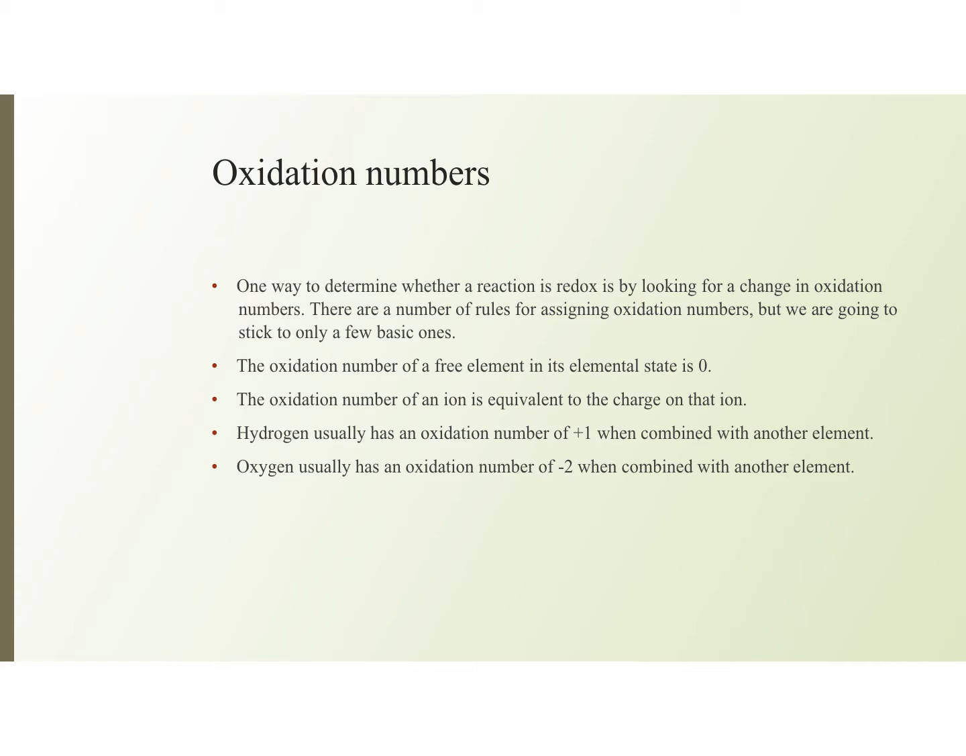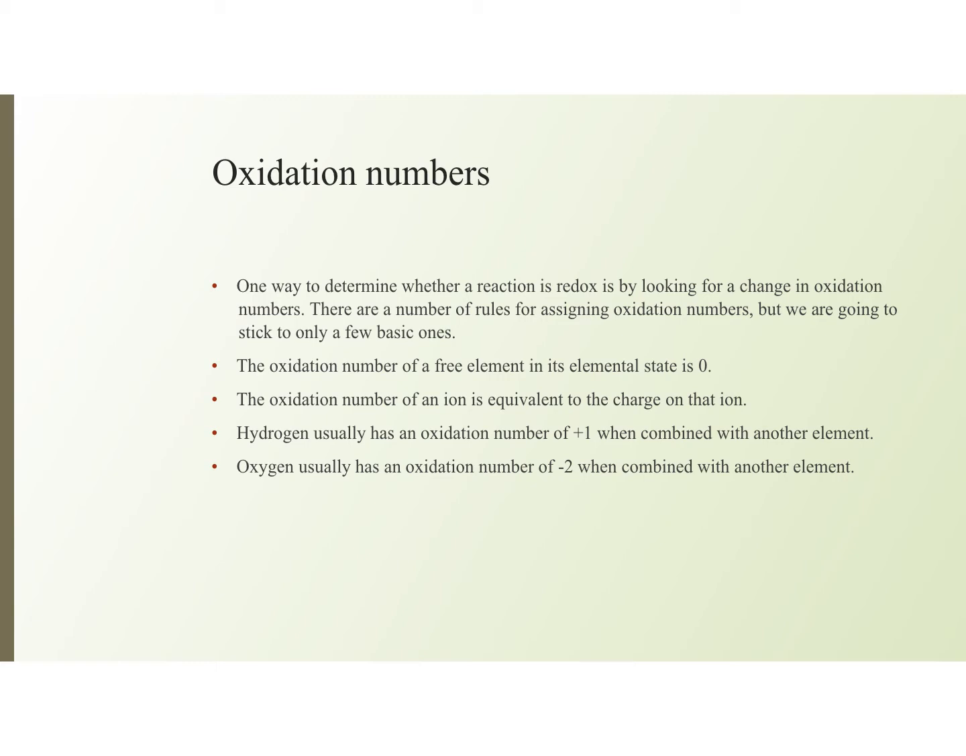Now, in order to determine what element is being oxidized or reduced, we use something called oxidation numbers. And oxidation number rules, there are many of them, but we're going to keep it really simple for this class. There's only four major rules that you really need to know for this unit. The first one being that the oxidation of a free element in its elemental state is zero. An example being like iron solid or hydrogen gas or something like liquid mercury.